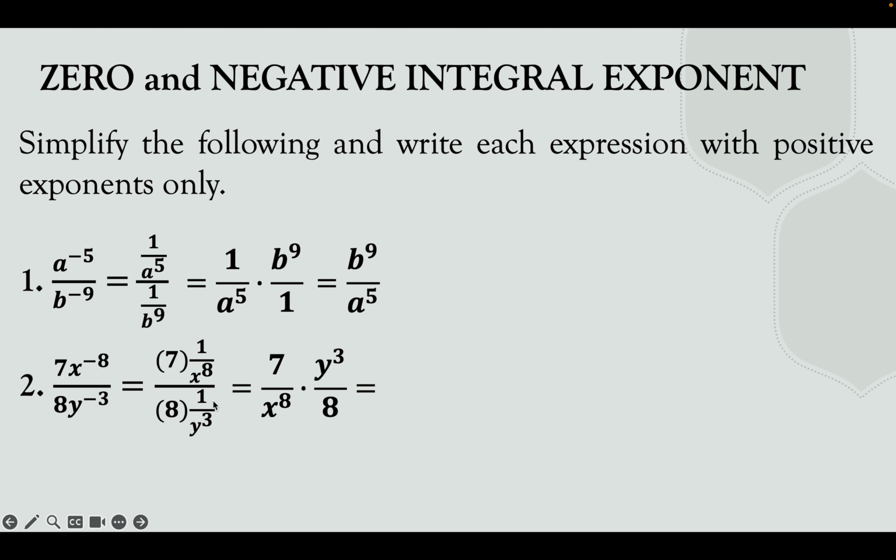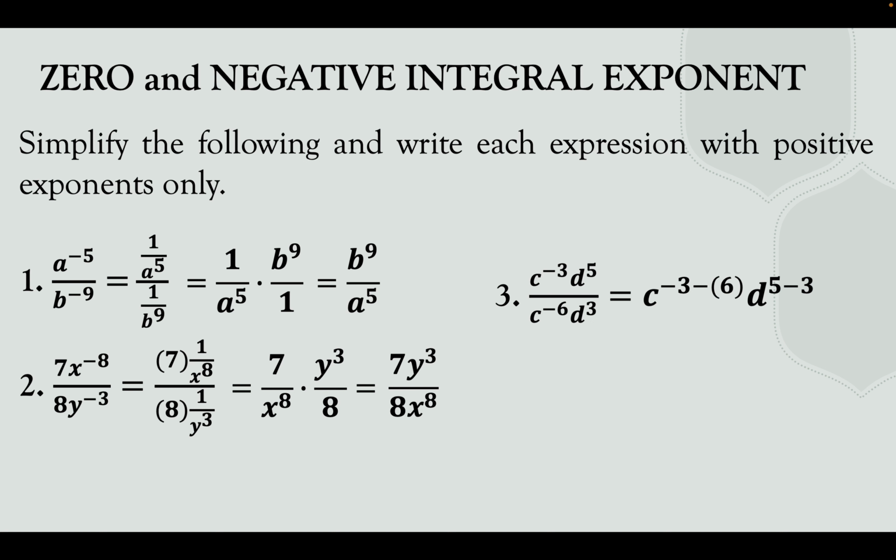So simplify this one. So we have 7 over x raised to 8. And then you just need to multiply this one by the reciprocal of 8 over y raised to 3. So we have y raised to 3 over 8. Now, direct multiplication. 7 times y raised to 3, we have 7y raised to 3. And x raised to 8 times 8, we have 8x raised to 8.